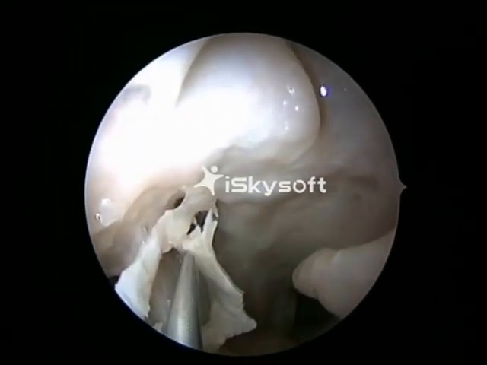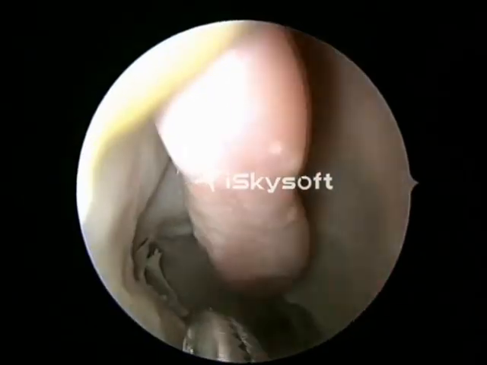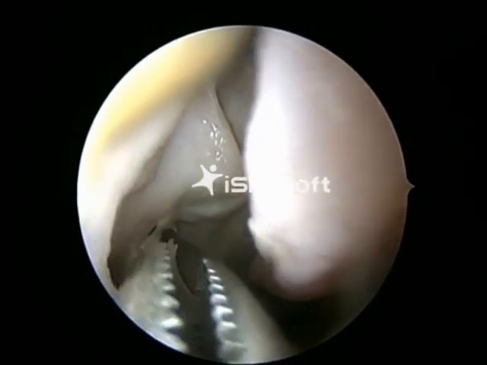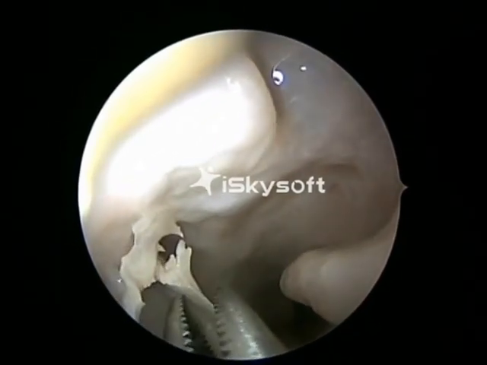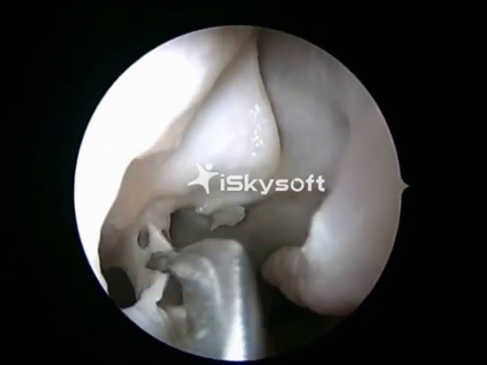And once the bone is dissected out, we remove that bone with a Blakesley forceps. The mucosa on its lateral aspect is preserved. That's a Blakesley forceps being used to remove the bone.